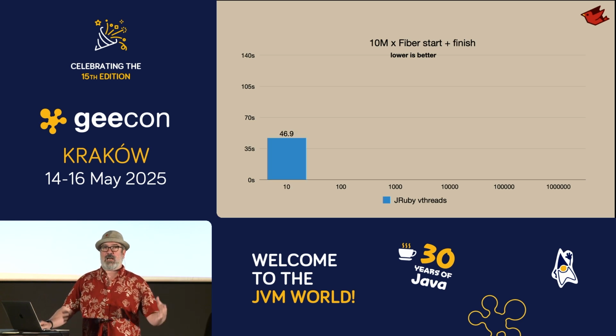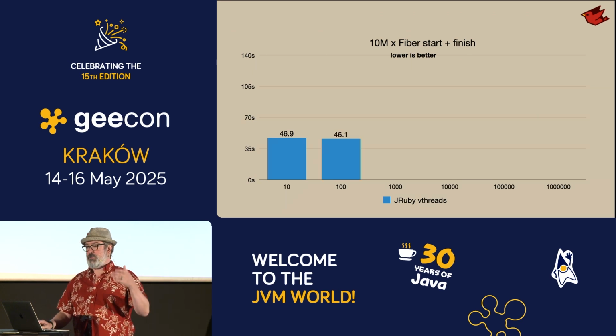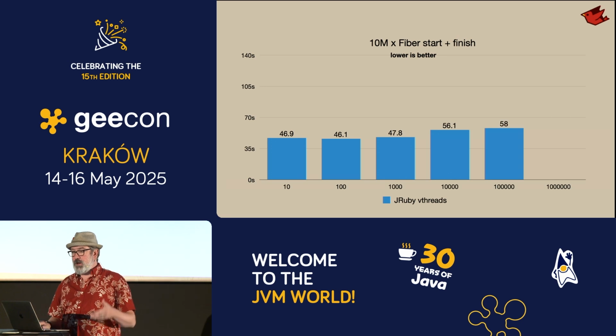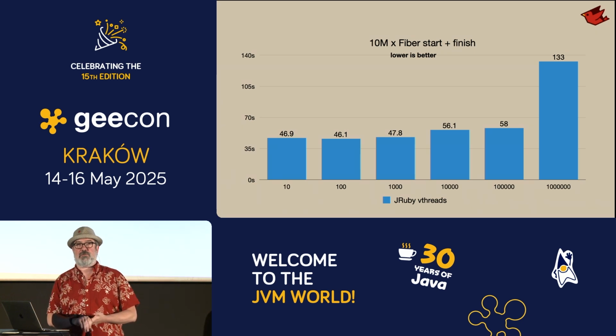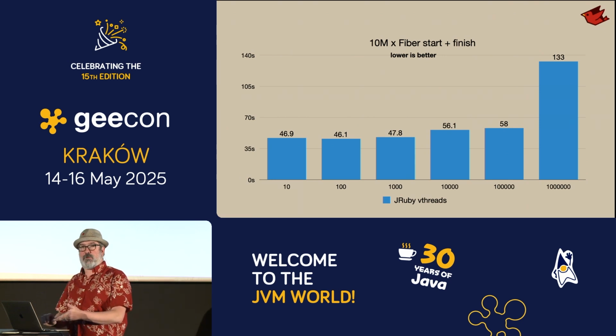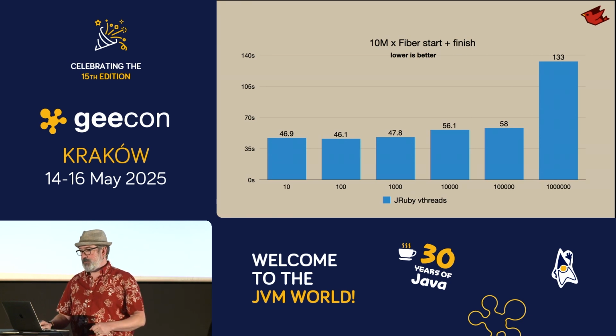So 10 million times of starting a fiber and letting it finish. 10 fibers, 100 fibers, 1,000 fibers, 10,000 fibers. Now here up to 100,000 fibers, still cranking through all of these requests using only a handful of native threads and performing very well. Not until we get to like 1 million fibers do we start to see things slow down. And this is more about the amount of fibers and virtual thread state that's being managed in memory. But amazing that we can get to this point. And even CRuby can't get up to 1 million without starting to fall apart.